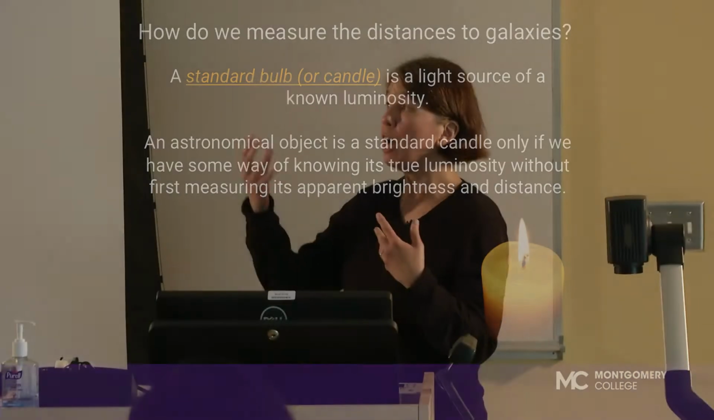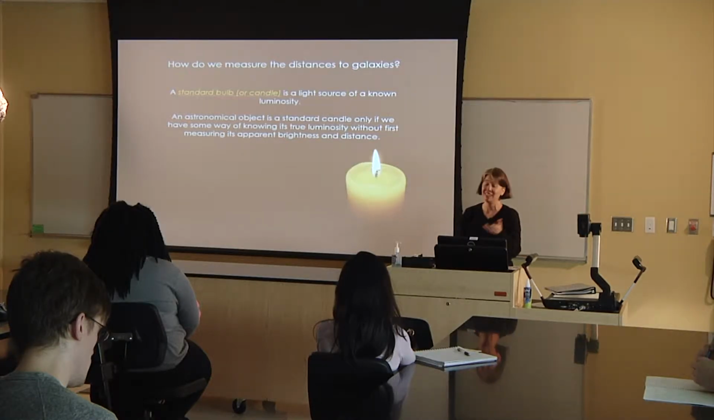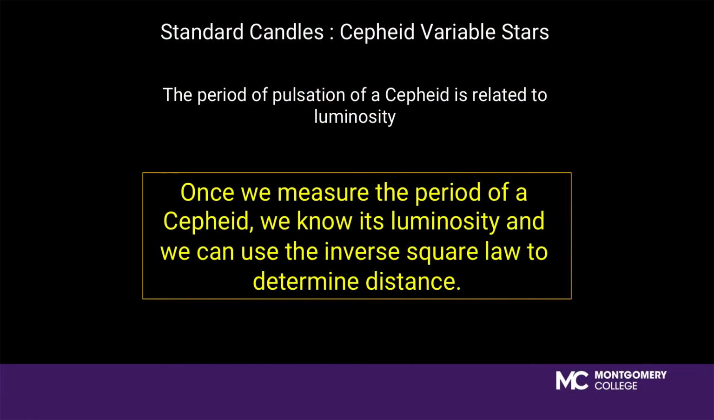If you see an object in a distant galaxy, you measure its apparent brightness. If it's a standard candle, you know its intrinsic luminosity. You can do that calculation, and you have yourself a distance. So I'm going to talk about a few standard candles or standard bulbs that we use. One you've already heard of, we talked about these objects.